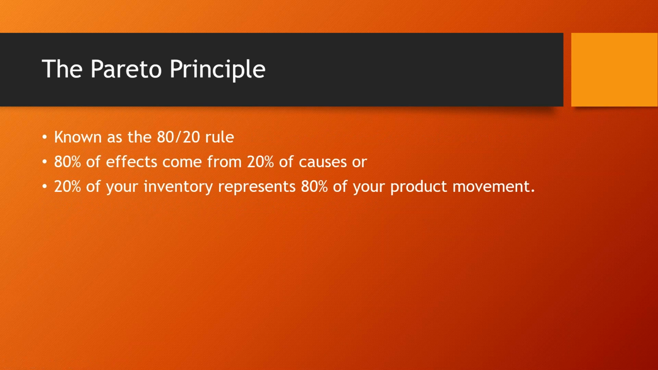I like this principle here, the Pareto principle, known as the 80-20 rule. 80% of effects come from 20% of causes, or 20% of your inventory represents 80% of your product movement. That's the ABC code we talked about. Basically, 20% of your inventory is the most important part of your inventory. So how can that help us with warehouse management? Well, if those are the items I'm moving the most, I should put them in the easiest place to get to, right? And the easiest place to pack them, and the easiest place to receive them into.